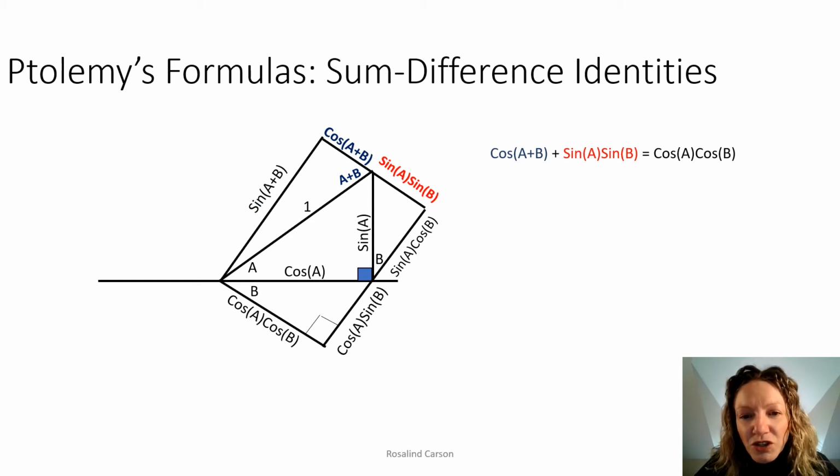So the top side length of that rectangle is cosine A plus B plus sine A sine B, and it's equal to the other side, cosine A cosine B. All you have to do is subtract sine A sine B from both sides of the equal sign to get the cos A plus B formula.